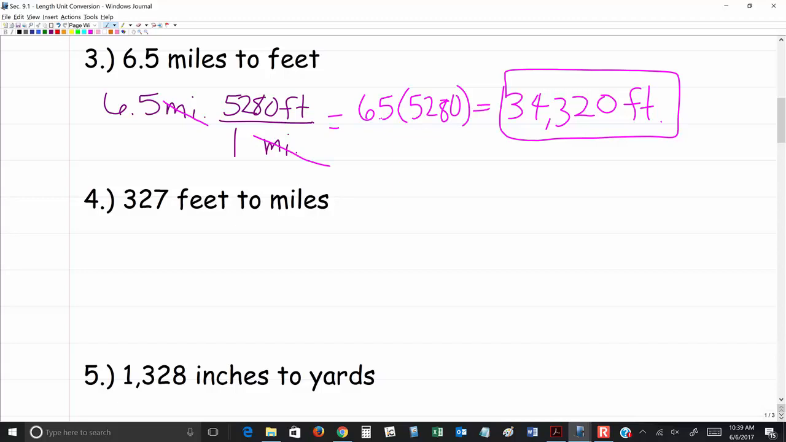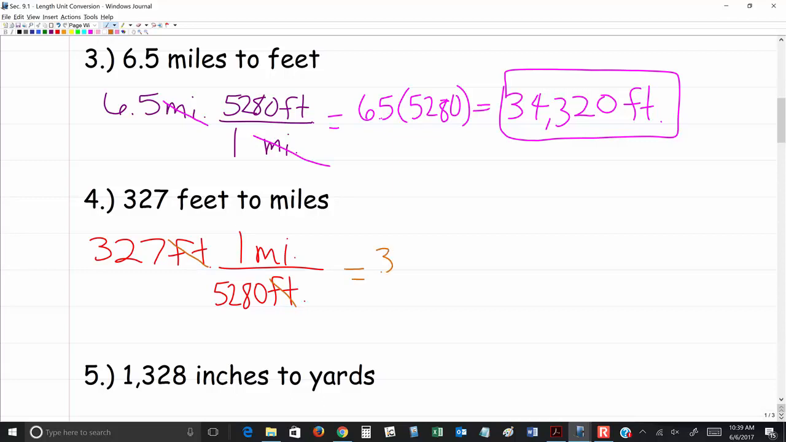Okay, 327 feet, we want to convert that to miles, so 327 feet, so then we're going to put feet on the bottom so we can cancel it out, and we know that 5,280 feet is equal to 1 mile. So in this case, cancel out feet, so you're left with miles. So in this case, it's going to be 327 divided by 5,280.